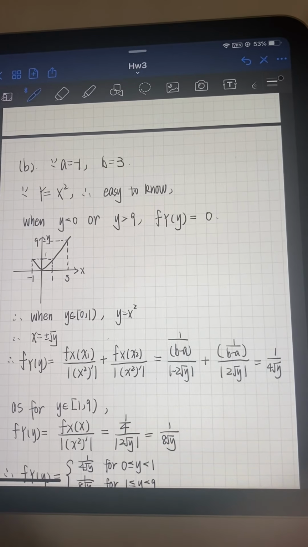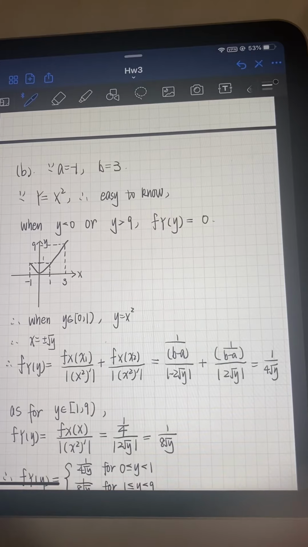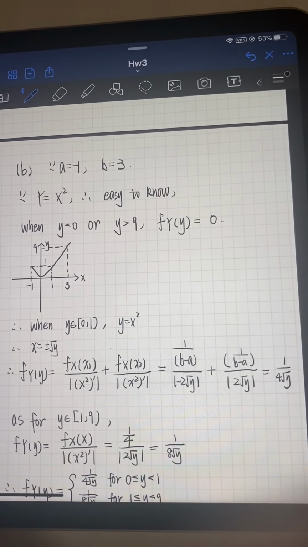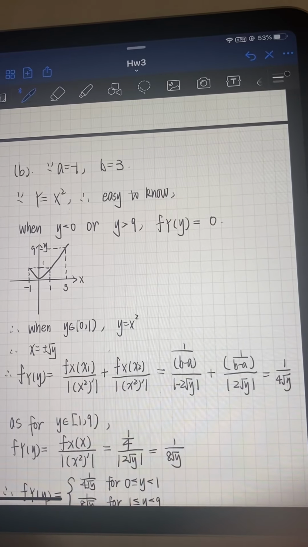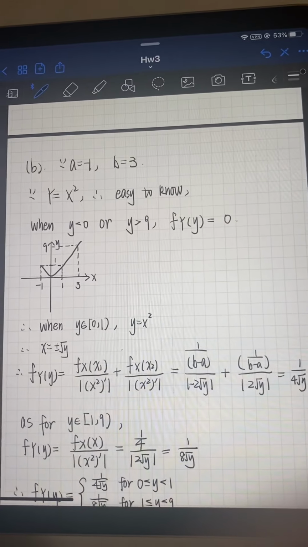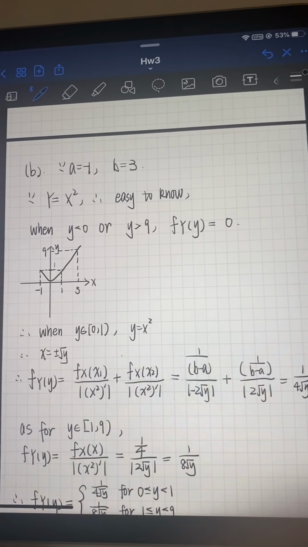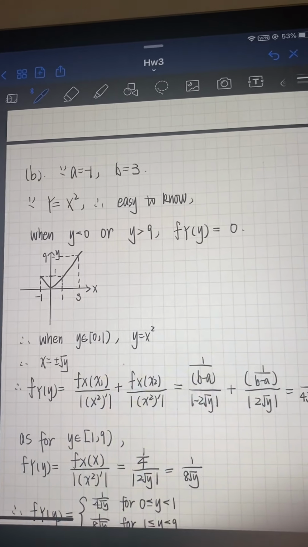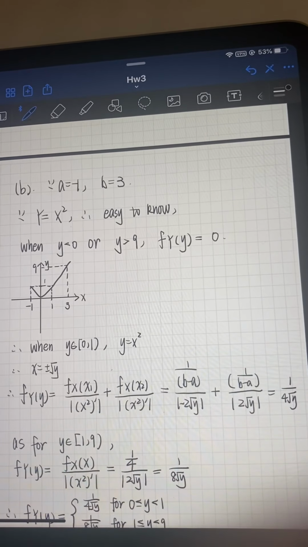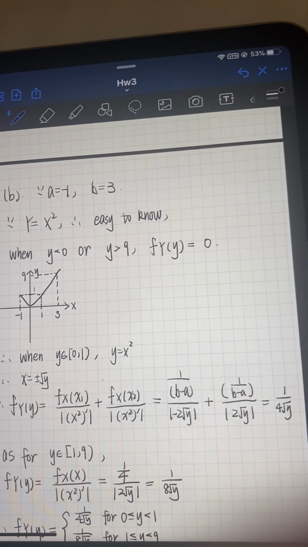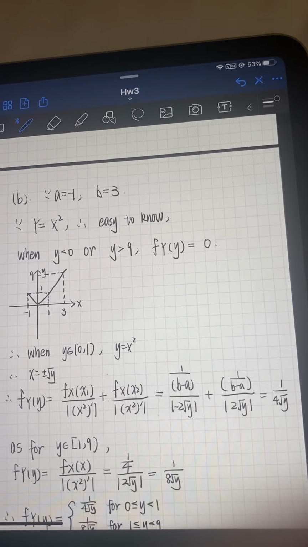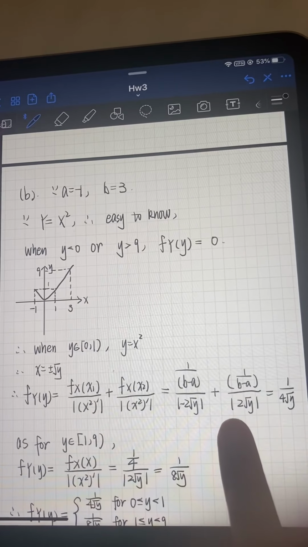In the first situation, when y is from 0 to 1, there are two roots for the formula. That is, x1 equals positive square root of y and x2 equals negative square root of y. And so we can get that f_Y is 1 divided by 4 times square root of y from these formulas.